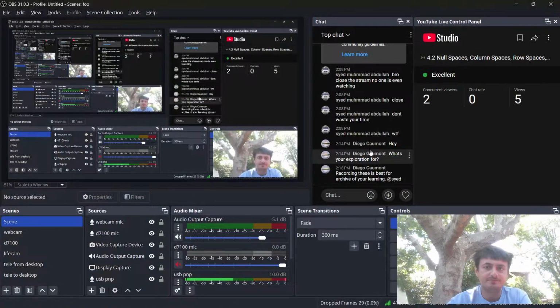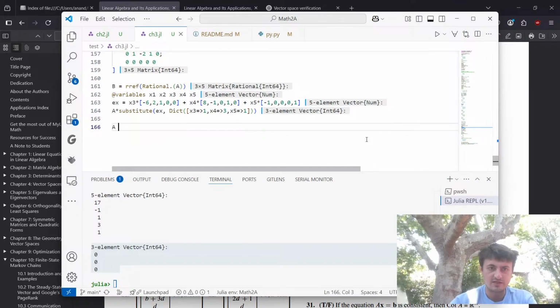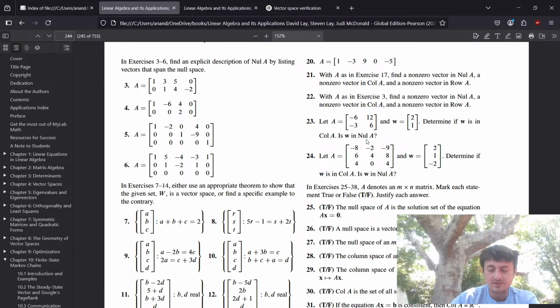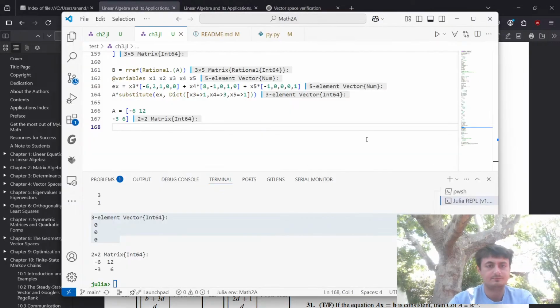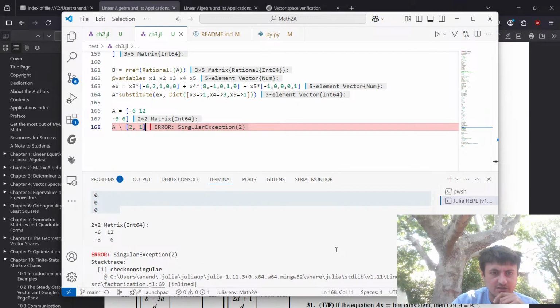So we'll do it like this. What was A? A was minus 6, 12, minus 3, 6. One thing to note is that this is clearly a linearly dependent set. And then B, what is B? W is 2 and 1. So we're going to solve 2, 1. Oh, so it is not in the column space.